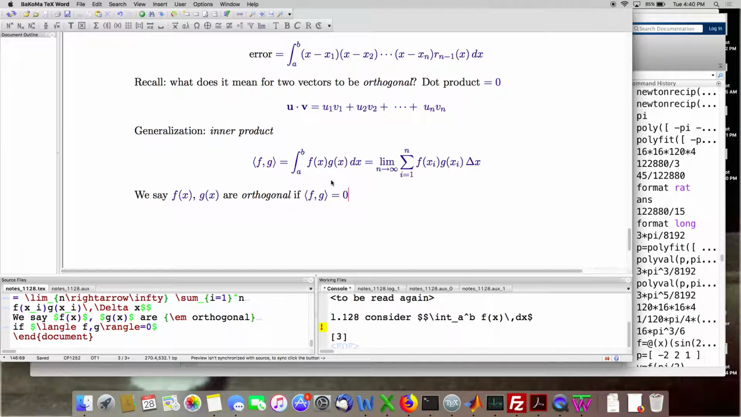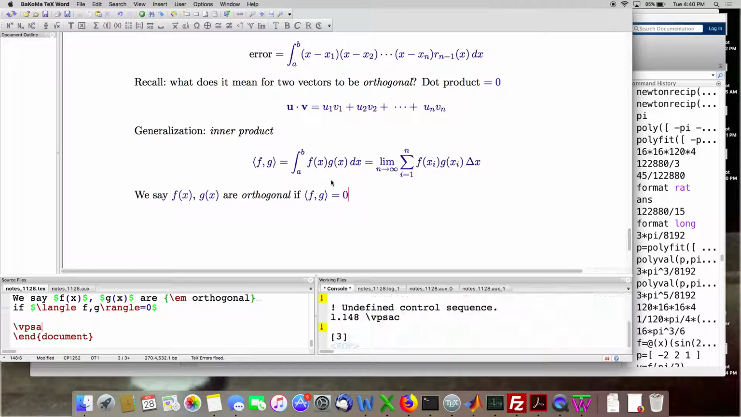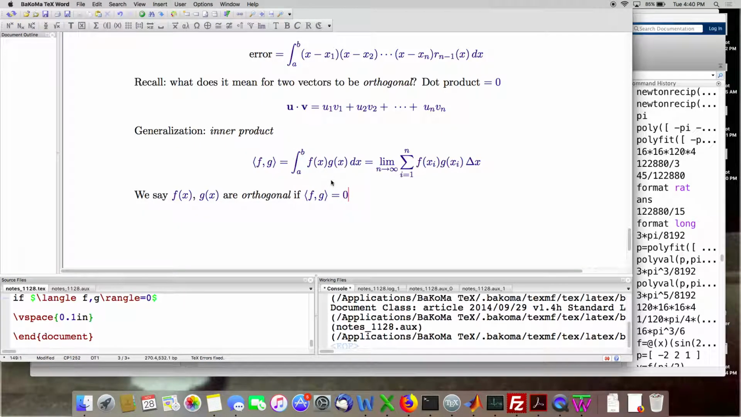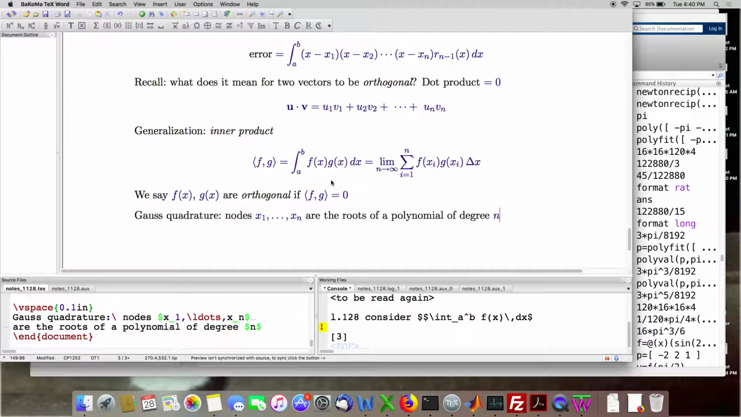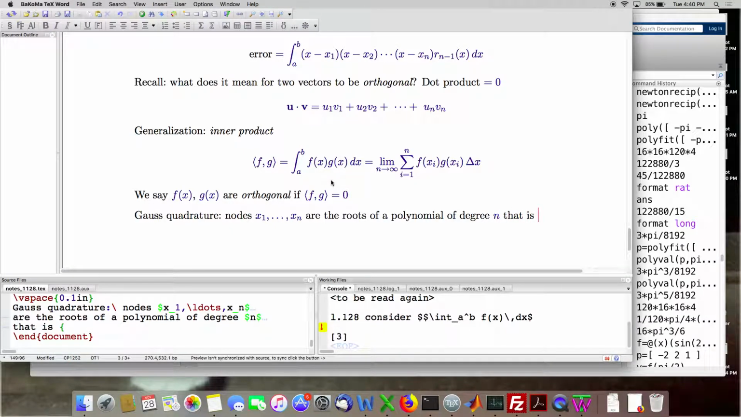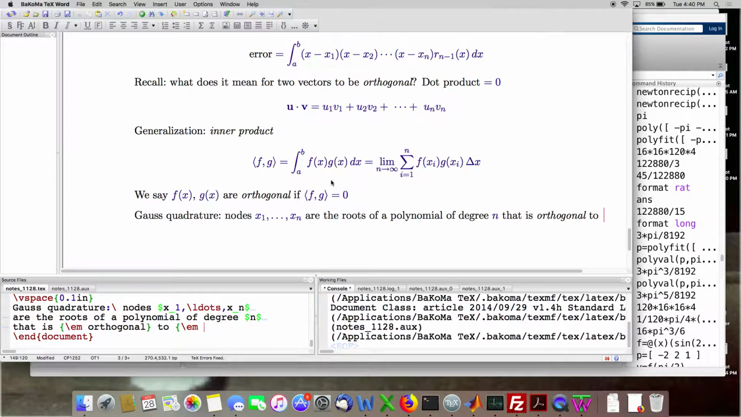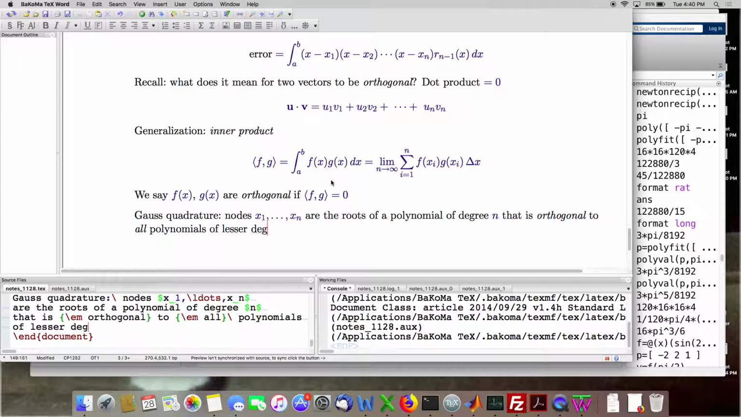So the way Gaussian quadrature works is that the nodes are the roots of a polynomial of degree n that is orthogonal to all polynomials of lesser degree.